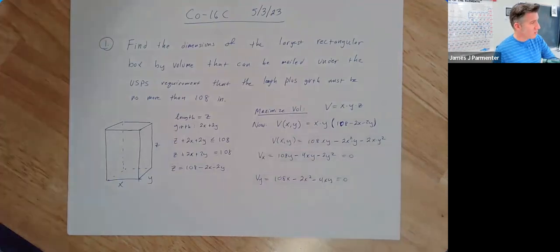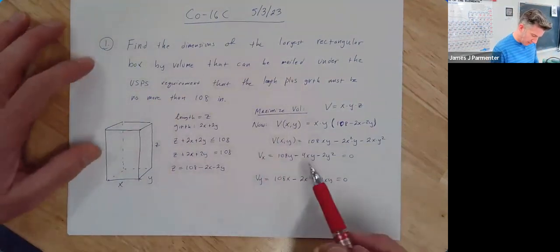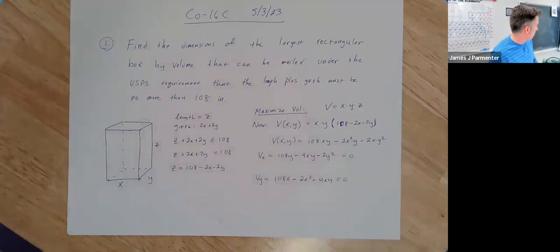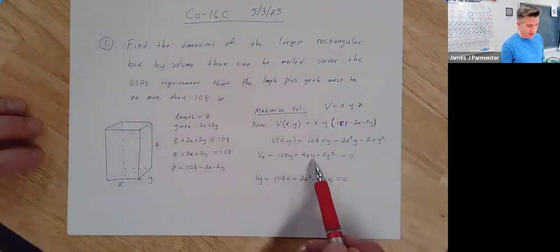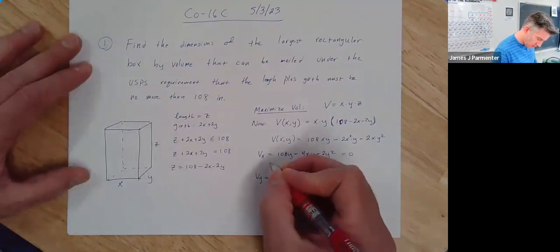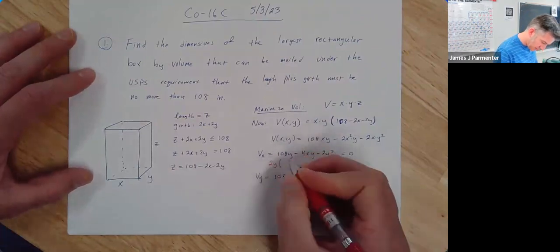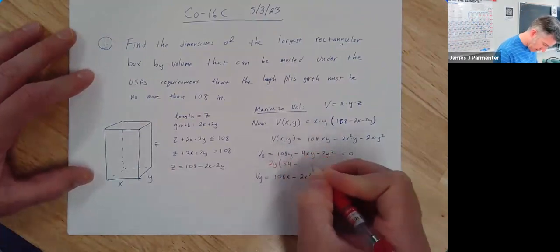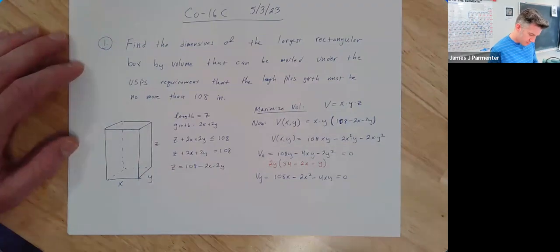Now this looks a little unwieldy, but what do you notice in this first equation that you could factor out from each of those three terms? Technically, there's two answers here that are both correct. What's one thing you can factor out from 108y, 4xy, and 2y squared? Right, definitely can factor out a 2. What else can I factor out? A y. So I'm left with 54 minus 2x minus y.